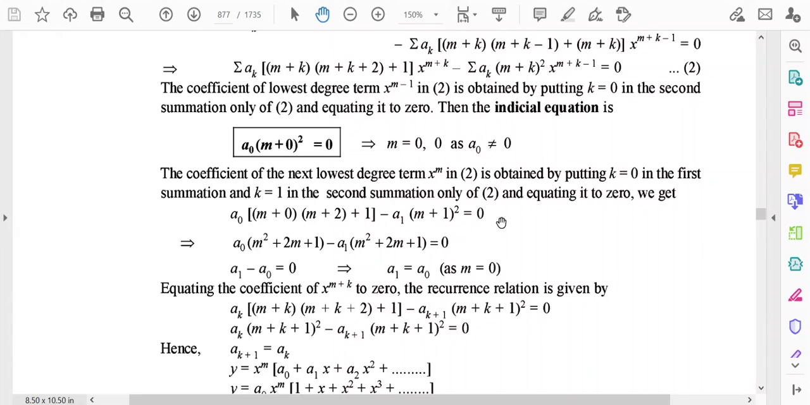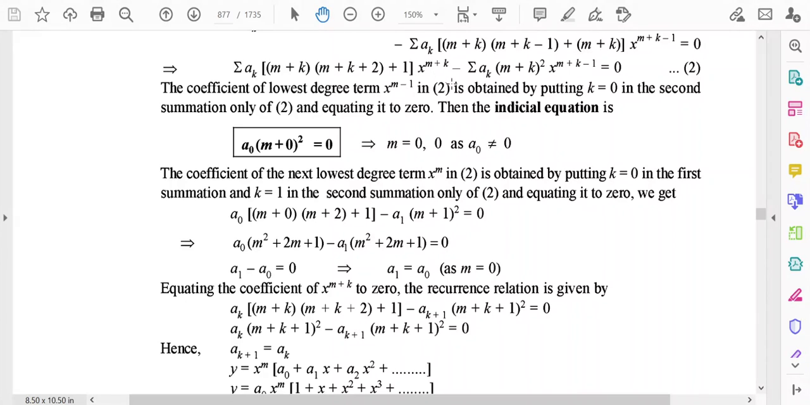Now you again look at equation 2, and after equating the coefficient of x to the power m plus k to 0, we can obtain a recurrence relation. We have already discussed what we mean by recurrence relation. Actually, recurrence relation is the relation between the a terms. So to obtain such a recurrence relation, we are equating the coefficient of x to the power m plus k to 0. But here we have to keep in mind a point, that it is not necessary to equate the coefficient of x to the power m plus k to 0.